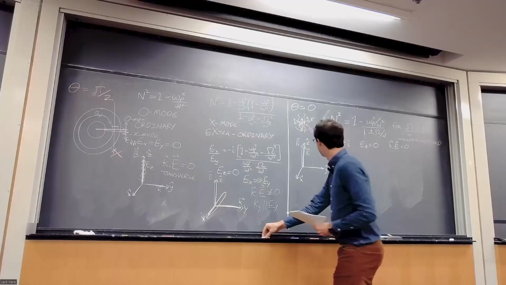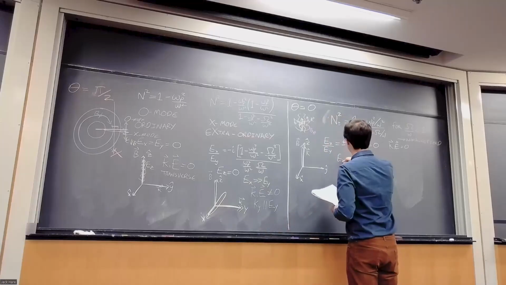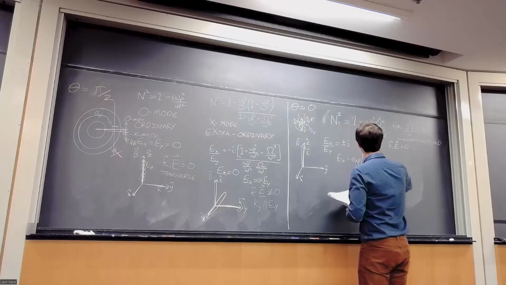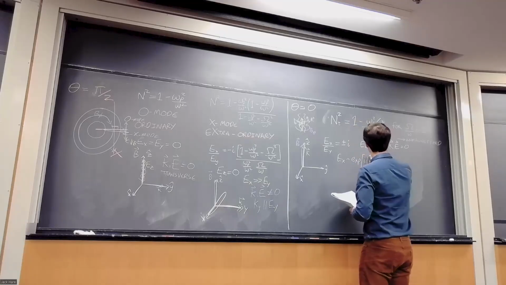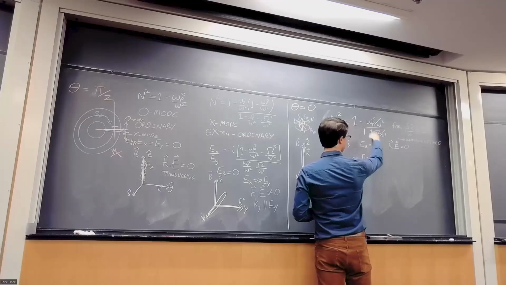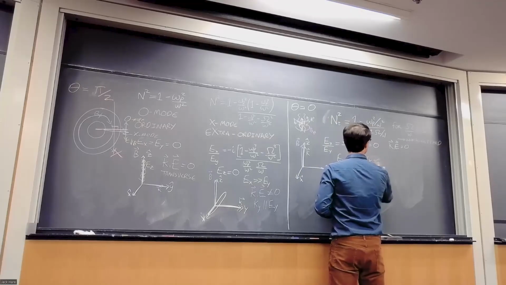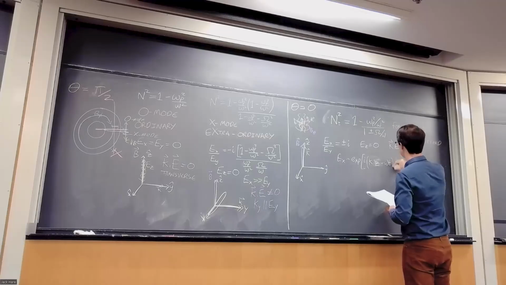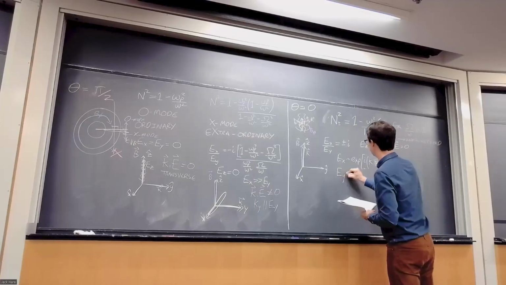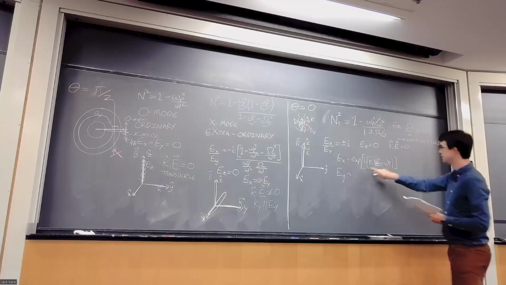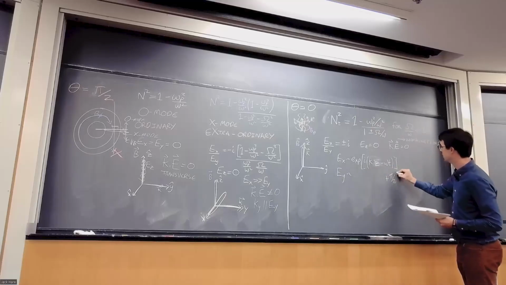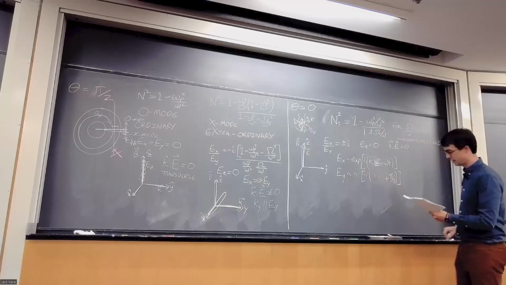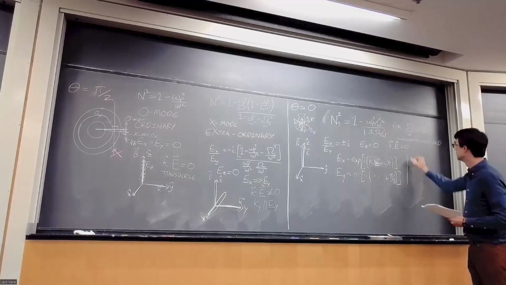Okay, so what we can do is we can say Ex is going to go like exponential of i k dot x minus omega t. In reality, this is just there, so I'm just doing what I said. And Ey is exactly the same, plus an extra factor of pi upon 2 inside the brackets, like that.